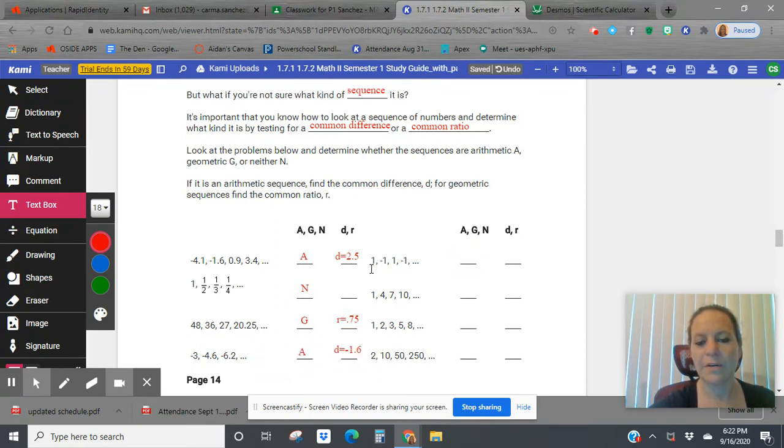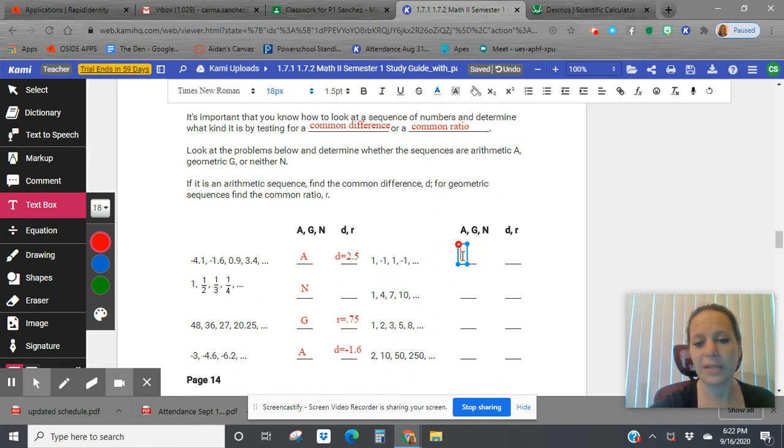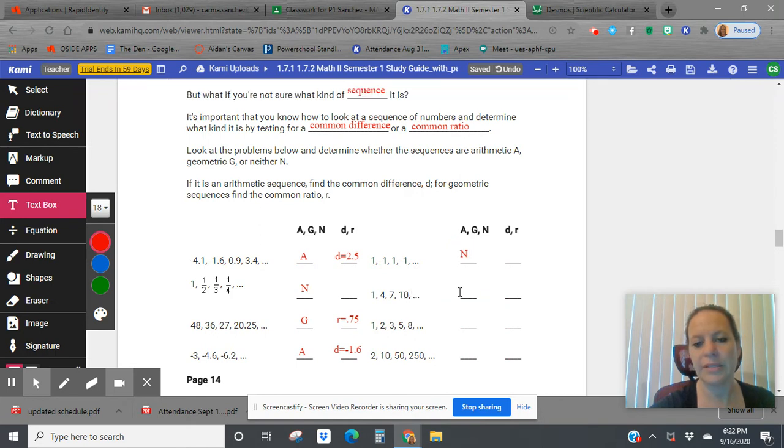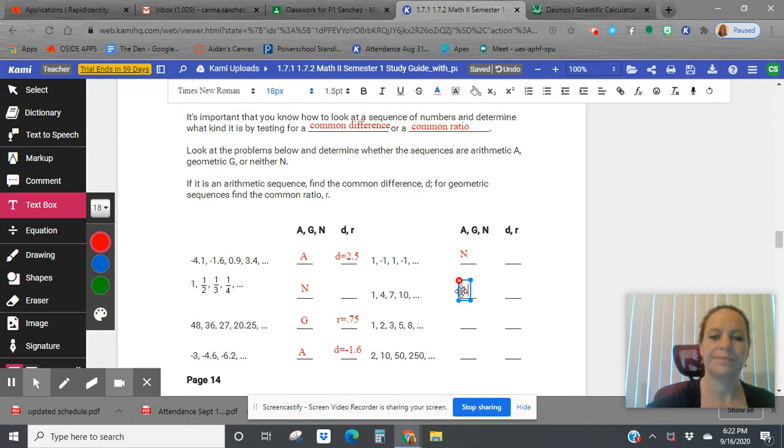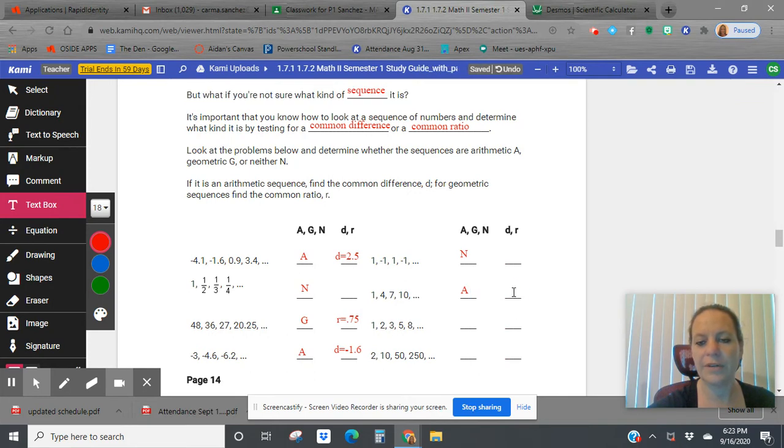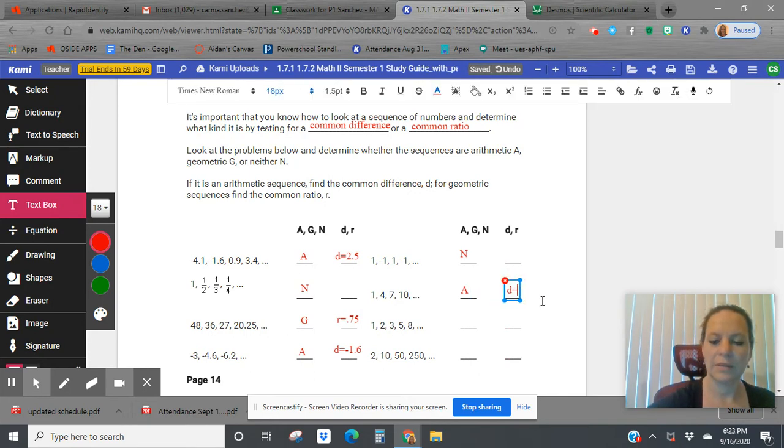All right, from a 1 to a negative 1, back to a 1, back to a negative 1. This is a pattern I can recognize, but is not arithmetic or geometric. From a 1 to a 4 is plus 3, plus 3, plus 3. So this one is arithmetic. It has a common difference of 3.